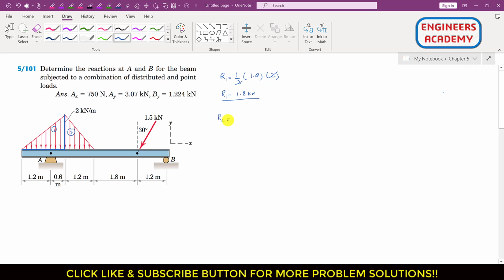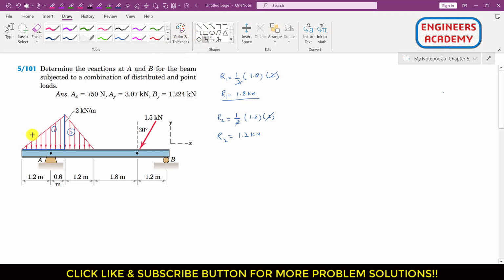Similarly, we can find that R2 as well, right? So R2 will be equal to, again, this area 2, so that is half base, so base is 1.2 and the height is 2, so this will cancel out, so this means that R2 is equal to 1.2 kilonewton. Now the next thing is that we have to determine the location of this R1 and R2, and let's say that we want to find the location of this R1 and R2 from this end.